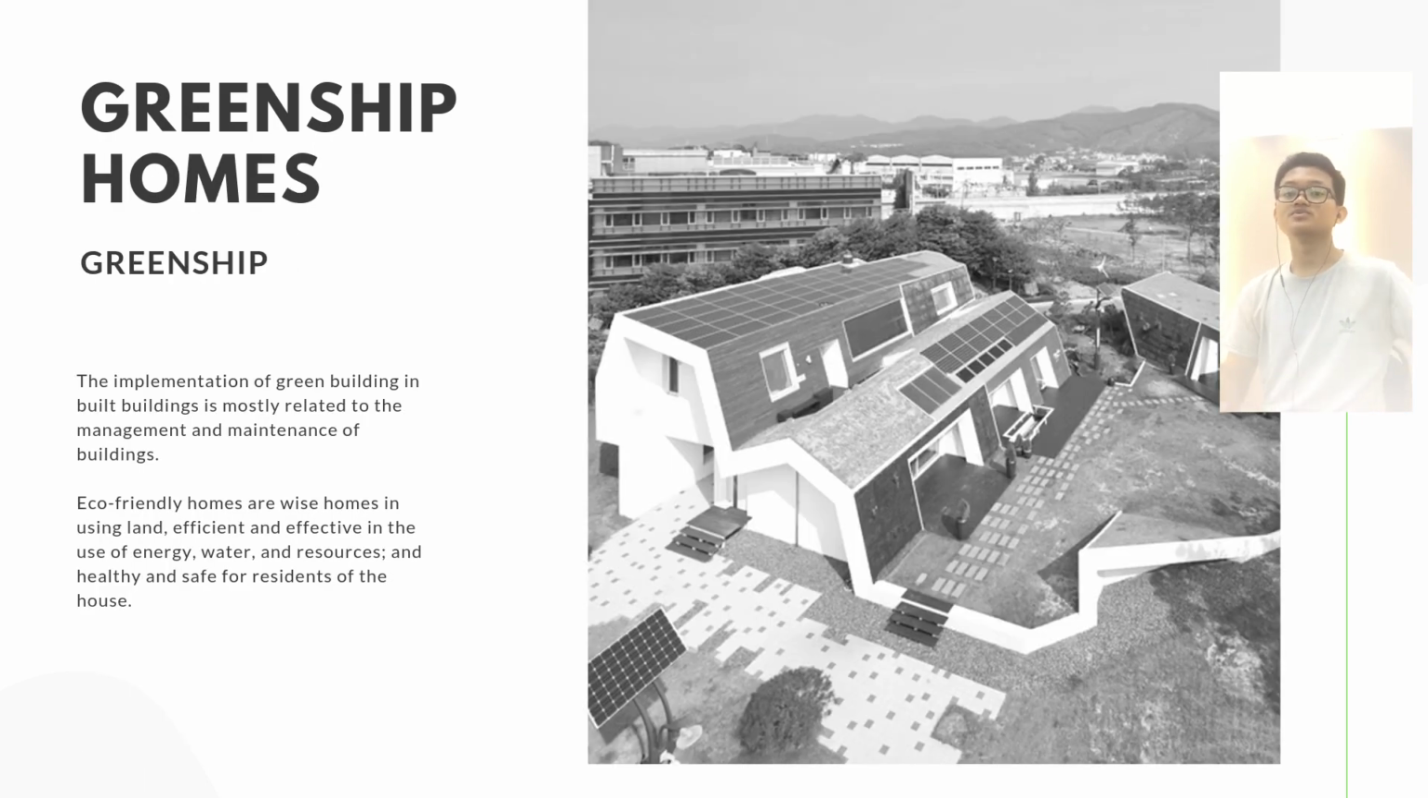Greenship Homes. The implementation of green building in the buildings is mostly related to the management and maintenance of the building. Eco-friendly homes are wise in using land, efficient and effective in the use of energy, water, and resources, and healthy and safe for the residents of the house.